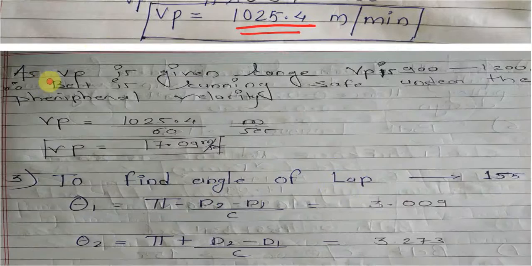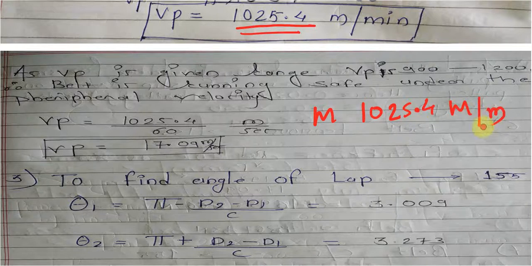As a note here, the range of Vp is 900 to 1200, so the belt is running safe under the peripheral velocity. Vp is equal to 1025.4 divided by 60, because it is in meter per minute. To convert meter per minute to meter per second, we divide by 60.